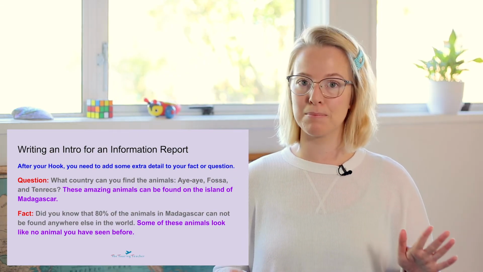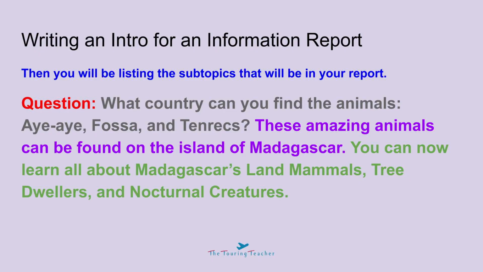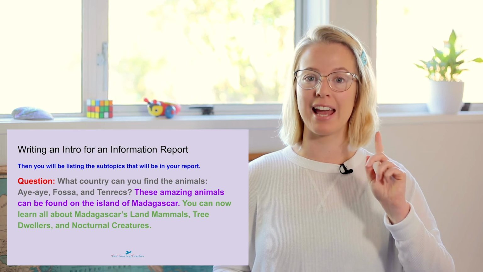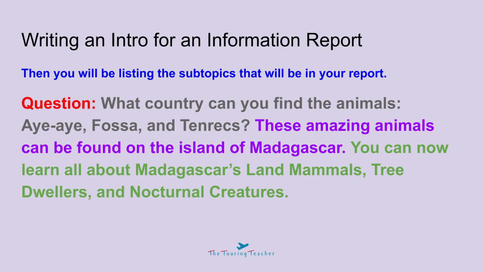Alright, on to the last part of what to include in your intro. Okay, for this part I'm going to show you all 3 sections of the intro, and I've chosen the question option. So it's starting with the question hook, and we've got grey, purple and green for the 3 different sections on what you need to include. This part, you will be listing the subtopics that will be in your report. So this is the last part of your intro. I'll read the whole thing all together.